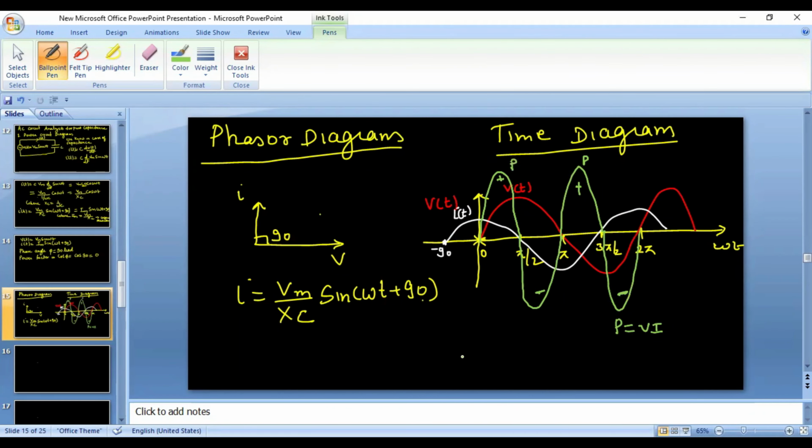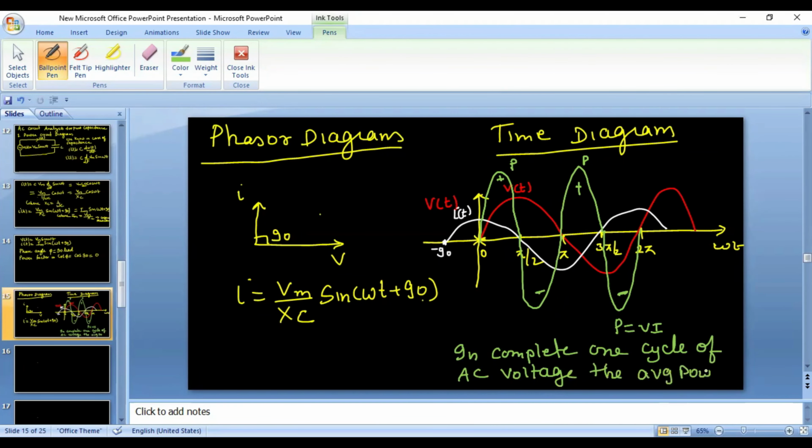So you can see that in a complete cycle of AC voltage, the average power consumption, the average power, is 0. So that's why we say that capacitance never absorbs power.